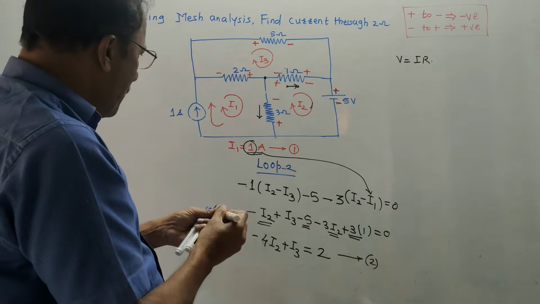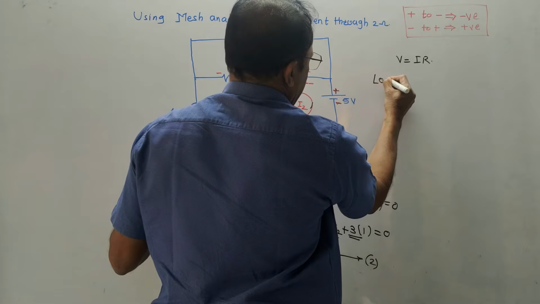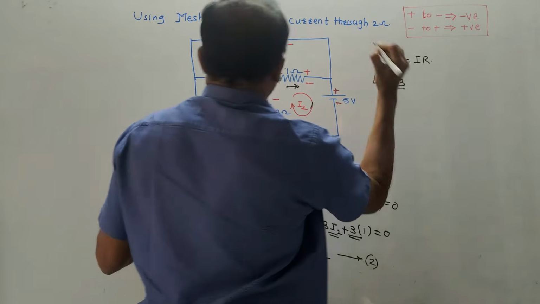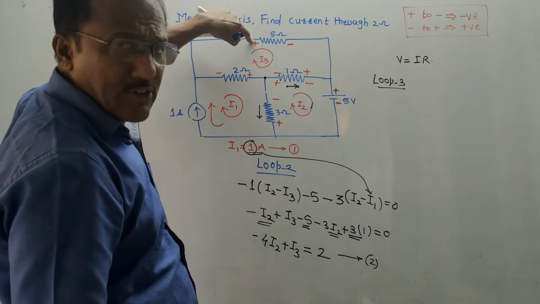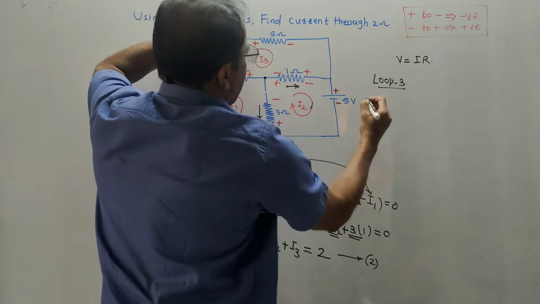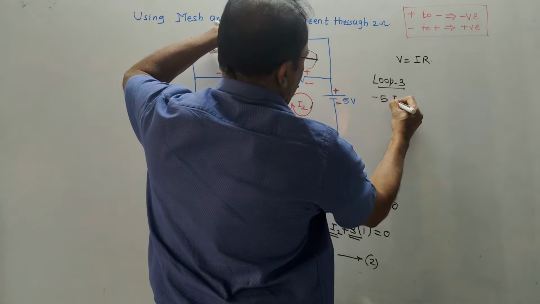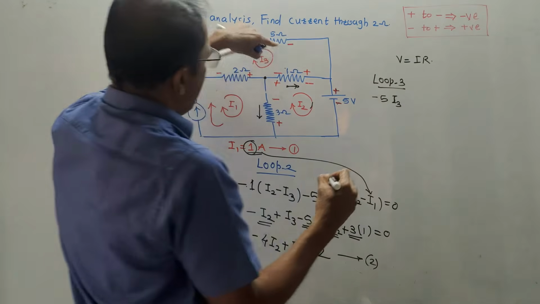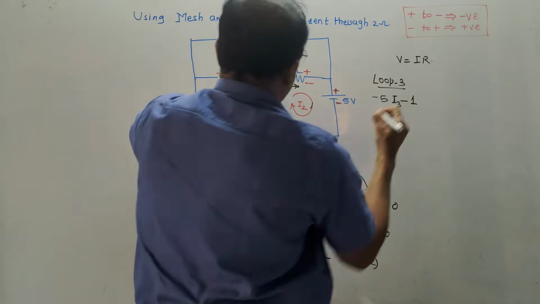Okay, so for loop 3, we will write the equation here. Loop 3. Start from any point, but you need to come back to the same point. Let us start from this point. So plus to minus, you need to assign minus sign. So it is minus 5. Value of this current is I3. So minus 5 I3. Next, for 1 ohm, plus to minus, give minus sign. Value of resistance is 1.